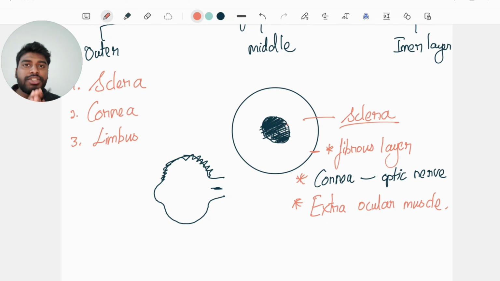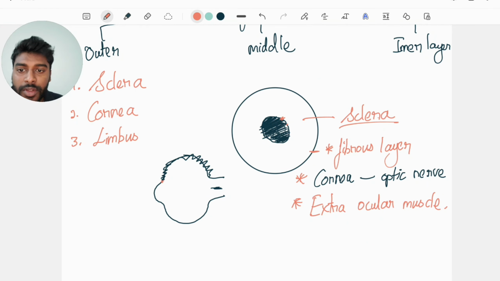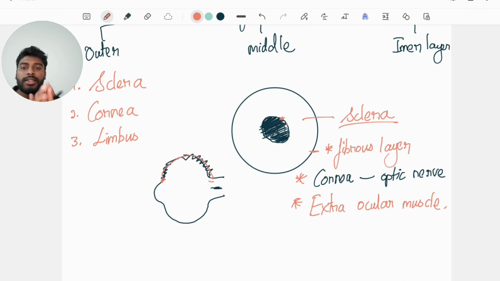These are the points you have to remember about the sclera. The whitish color in the eye is called the sclera. It is the outermost layer and it is a fibrous layer, and it extends from the cornea, from the front side of the cornea to the back side of the optic nerve. The third point you should remember is the sclera is connected with the extraocular muscle.